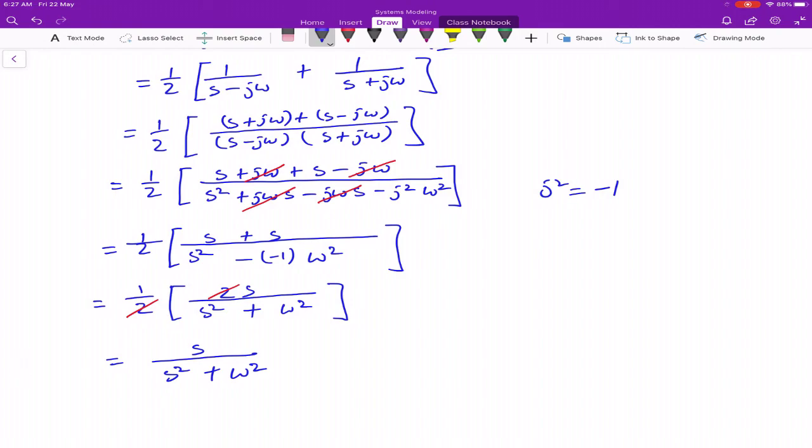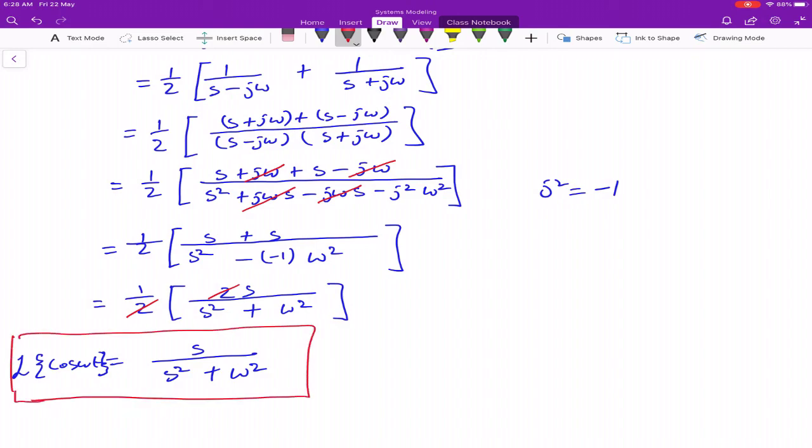So this is the Laplace transform of cosine omega t, which is exactly the same as what we found earlier when we integrated by parts.